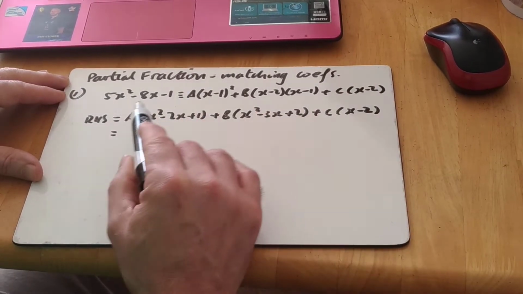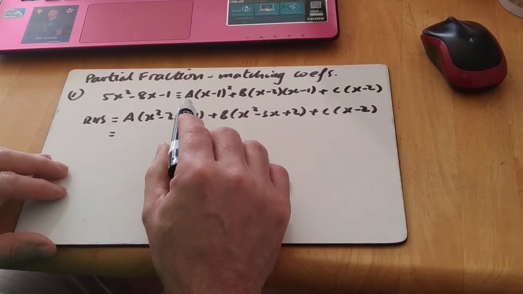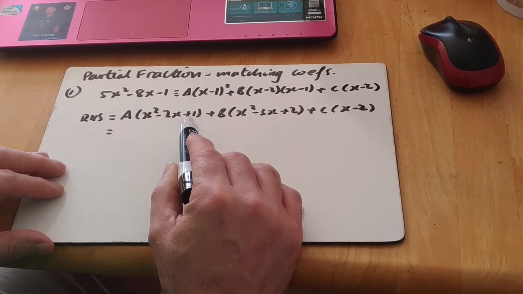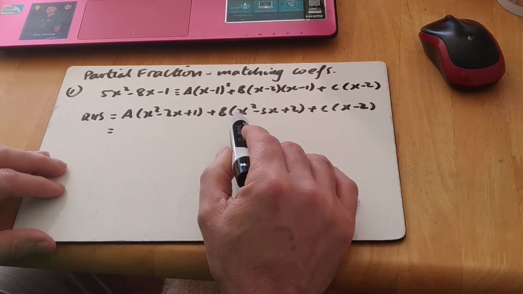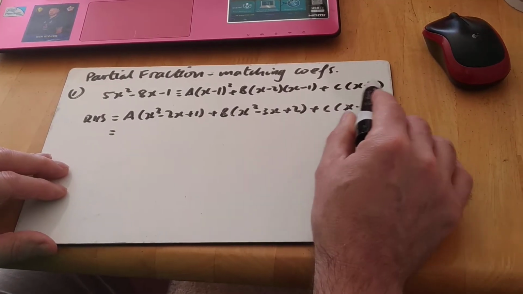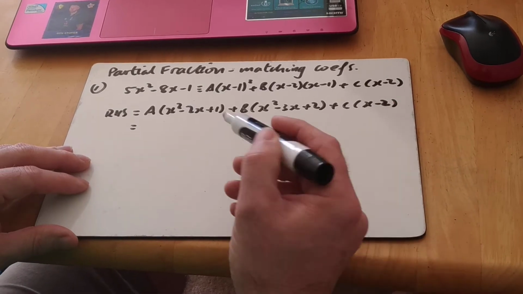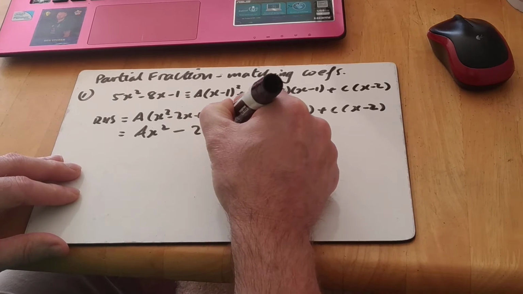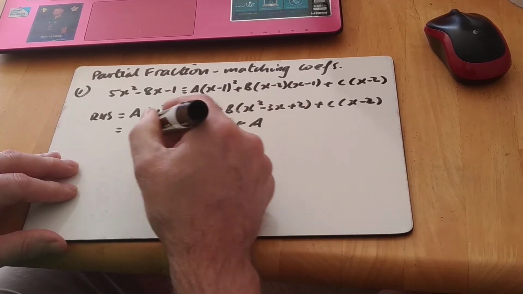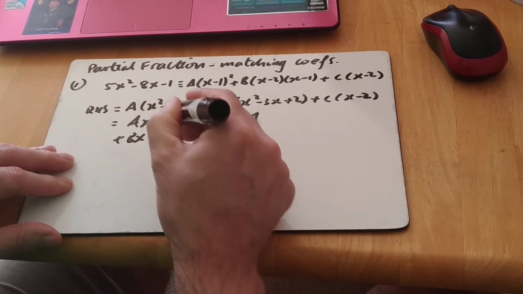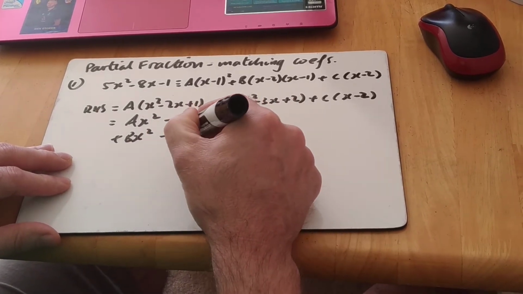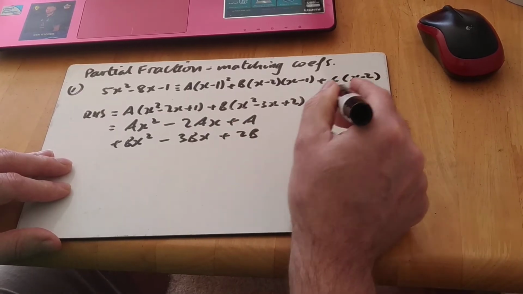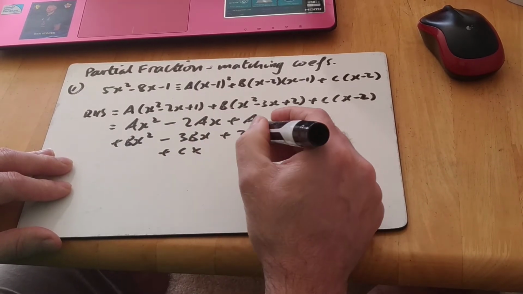If I look at the right hand side and expand it all and collect it all together, a bracket x minus 1 all squared becomes a bracket x squared minus 2x plus 1. B times the product becomes b times x squared minus 3x plus 2, and c times x minus 2 is still linear. When I tidy it all out, I get ax squared minus 2ax plus a, and then plus, I'm going to do it in columns, you'll see why in a moment, bx squared minus 3bx plus 2b, and then plus cx and minus 2c.